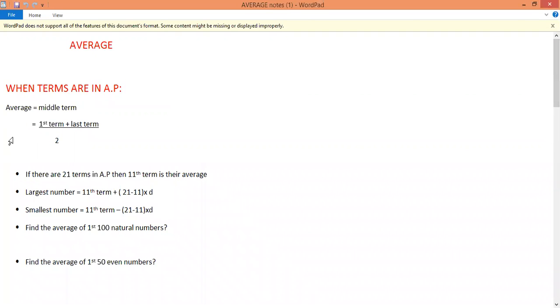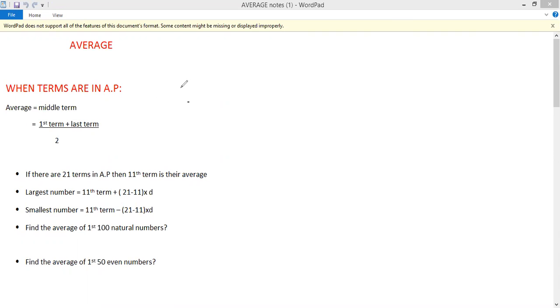Okay, now we will discuss the average concept. What is average? Average, in simple terms, is the sum of all the numbers divided by the number of terms.